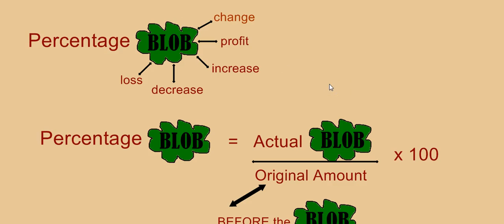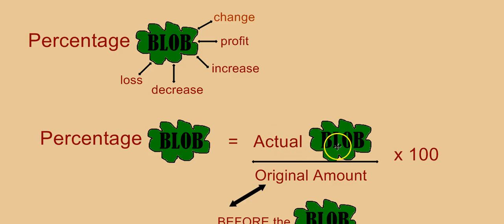The formula I'm going to demonstrate today I call percentage blob, because if any time in a question you're asked to find the percentage something or express that as a percentage something, then this one formula can be used in all these circumstances. So for example, you could be asked to find the percentage change, or the percentage profit, or the percentage increase, or the percentage decrease, or the percentage loss. All of these different things can be calculated using the same formula. I call it the percentage blob formula.